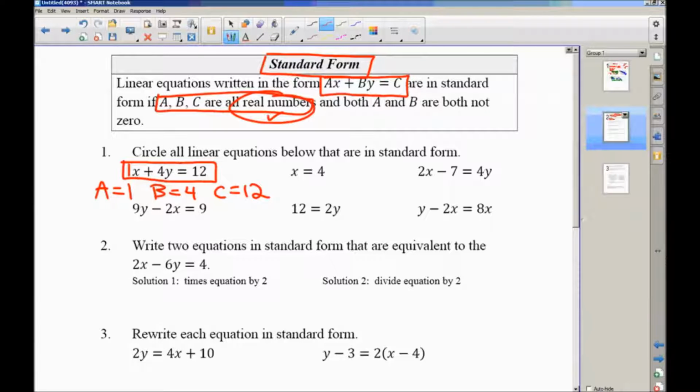Now we use standard form already. We graphed a lot of lines like this when we were graphing with intercepts. It's the easiest way to graph a line when it's in standard form. All right, number 2 is also in standard form, so we'll circle that one.